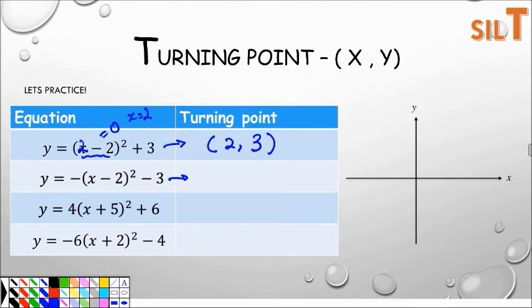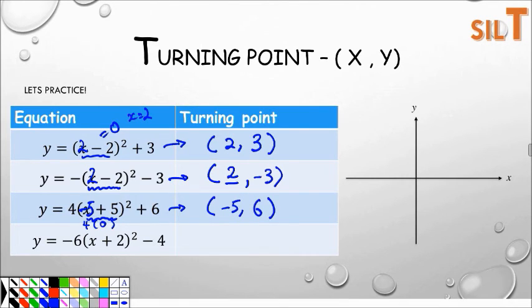In this first one, to find the x coordinate, I just let the inside of the bracket be 0 and x will be equal to 2. Putting the 2 back into the equation, I will have 2 minus 2 is equal to 0 minus 3, and then I will have a negative 3. Now in the third example, if I let inside the bracket be 0, x will be equal to negative 5. By putting negative 5 back into the equation, 0 squared and then multiplied by 4, still 0, plus 6, and then I'll have a 6.